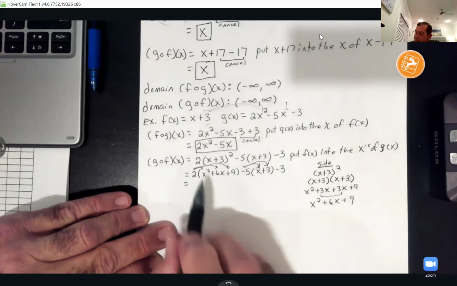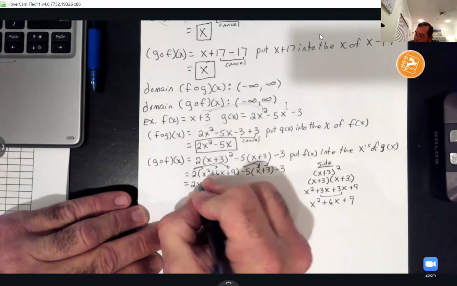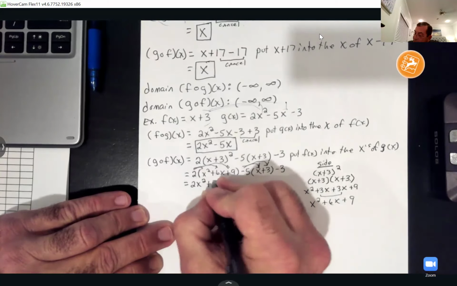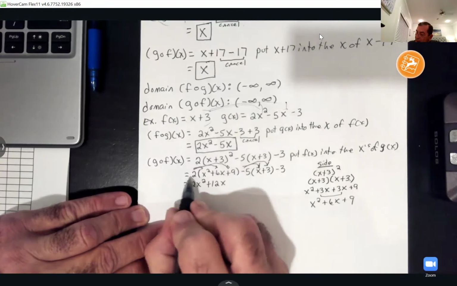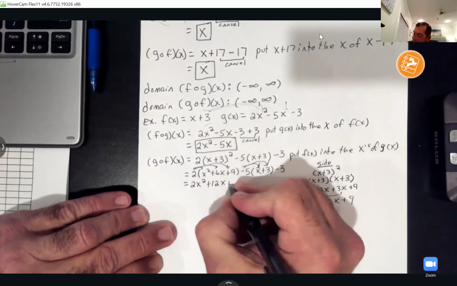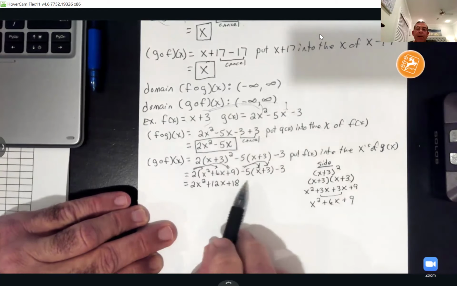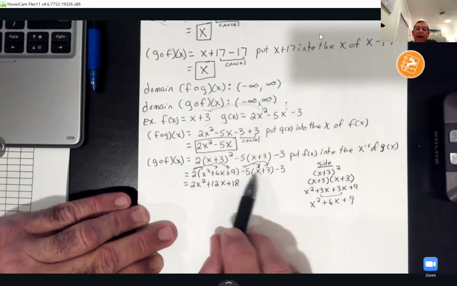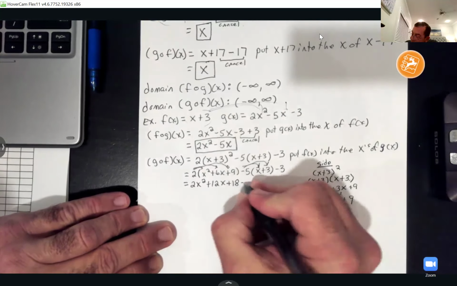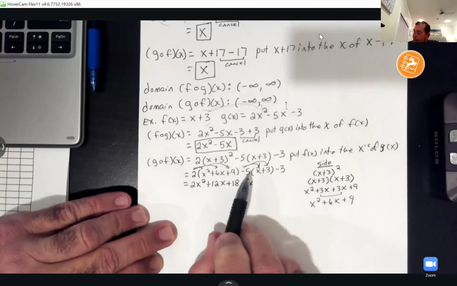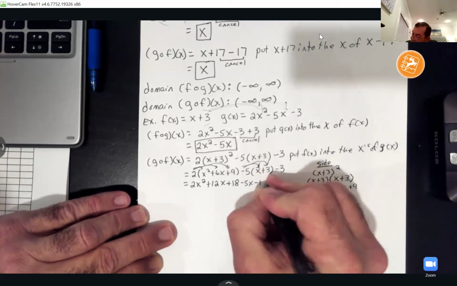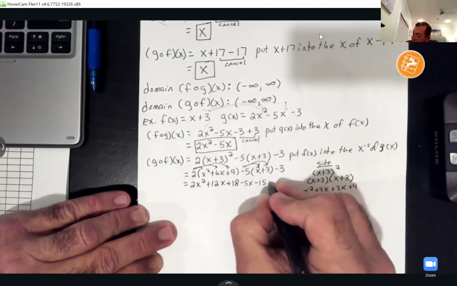So, y'all, 2 times x squared is a 2x squared. 2 times 6x is a 12x. 2 times 9 is 18. Now remember, you got to distribute the negative also. So -5 times x is a -5x. -5 times 3 is a -15. And then bring down that -3.